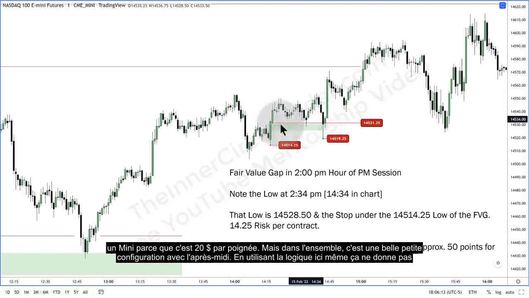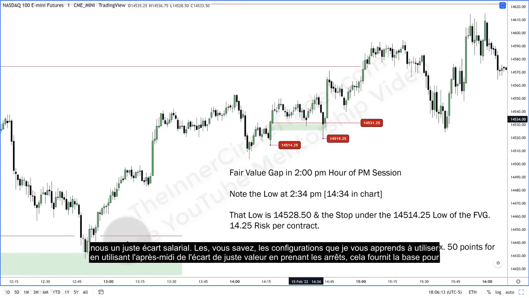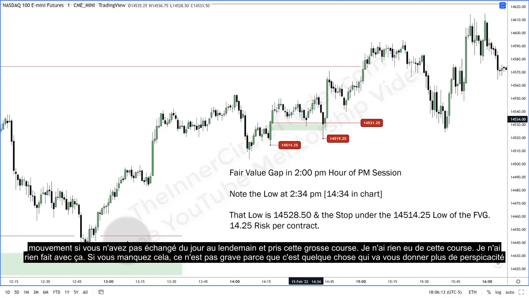But overall, this is a nice little setup with the afternoon using the logic over here. Even though it doesn't give us a fair value gap, the setups that I'm teaching you to use, using the fair value gap, afternoon, taking the stops, it provides the baseline for bias for the afternoon. Now, what did I teach you here? I taught you that you can use these reference points with the underlying sentiment that's already in motion.